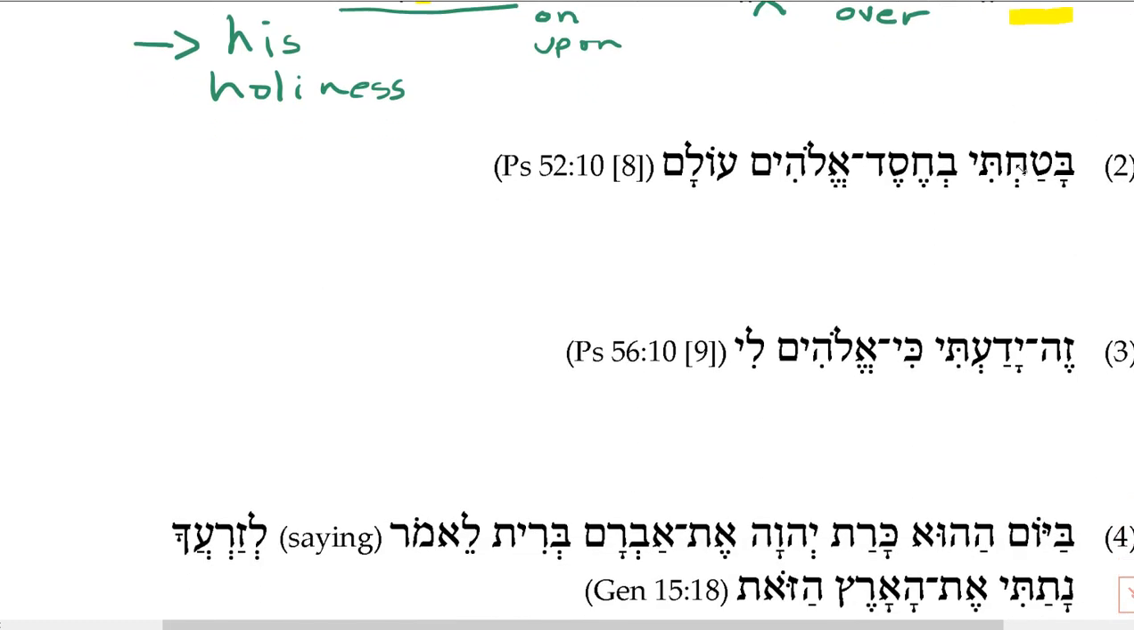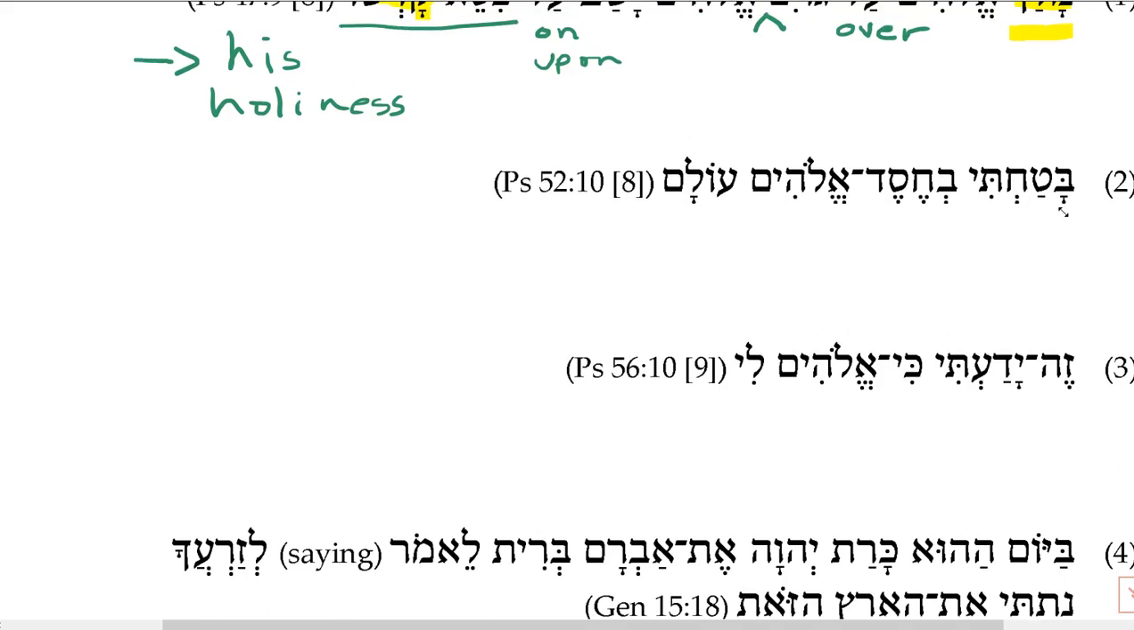Let's look at number 2. So we have Batachti bechesed Elohim olam. All right, Psalm 52:10. Notice that it's got two different numbers here. This is the Hebrew verse number. The 8 is the English verse number. And in the Psalms in particular, the verse numbers get messed up because the little superscriptions, the little pieces that we see in our English Bible up above the numbers, those have numbers in the Hebrew Bible. So it throws the numbers off sometimes.